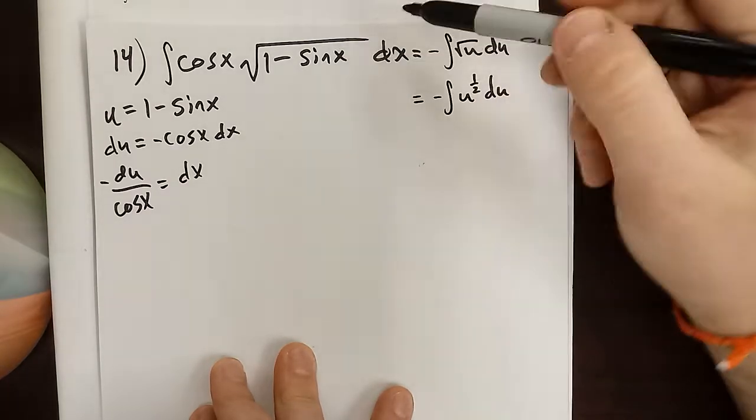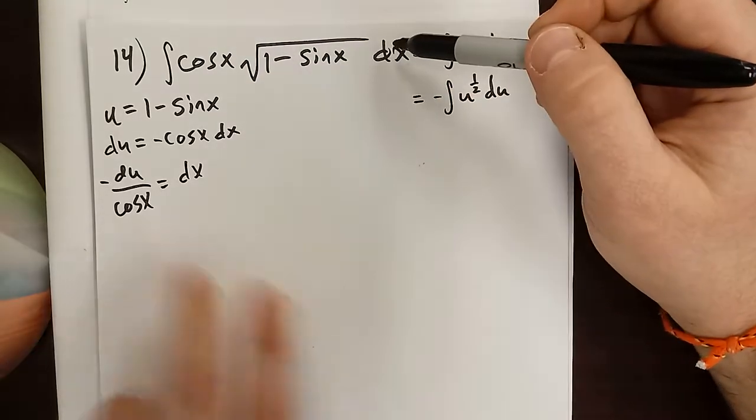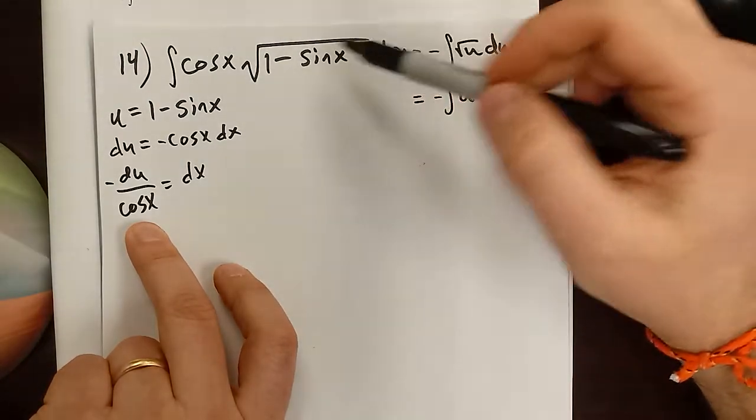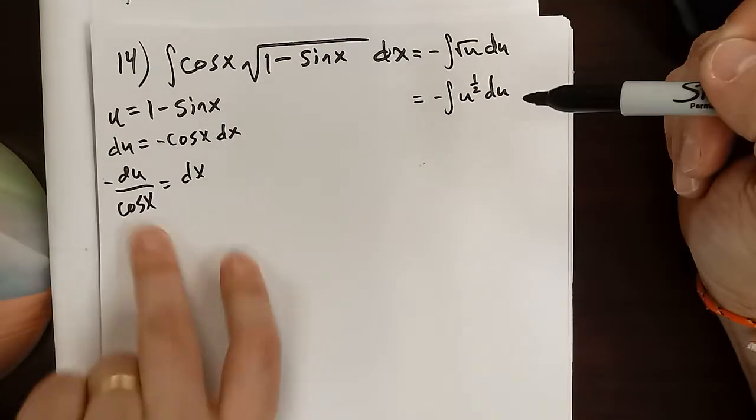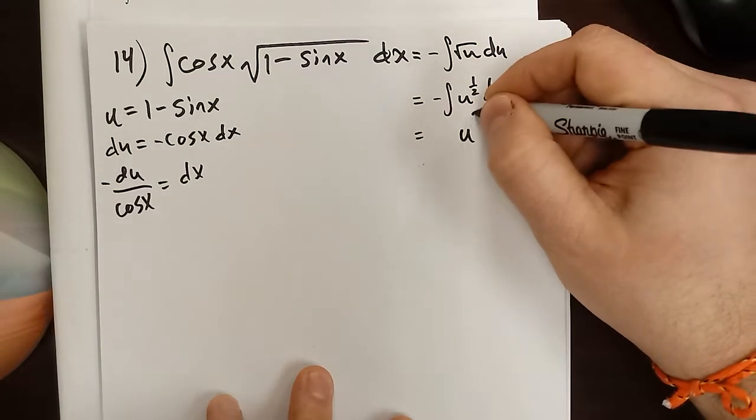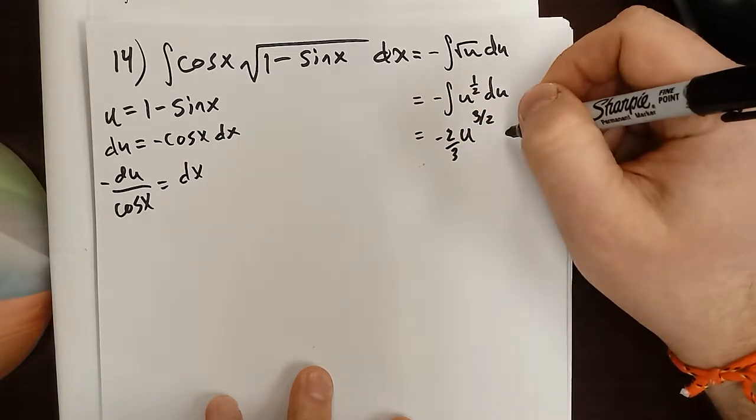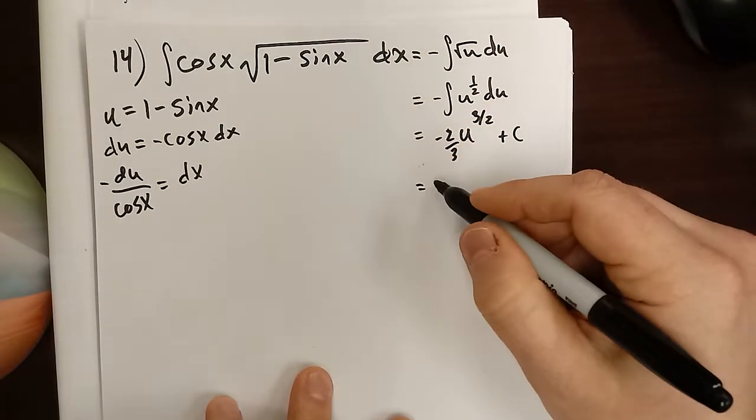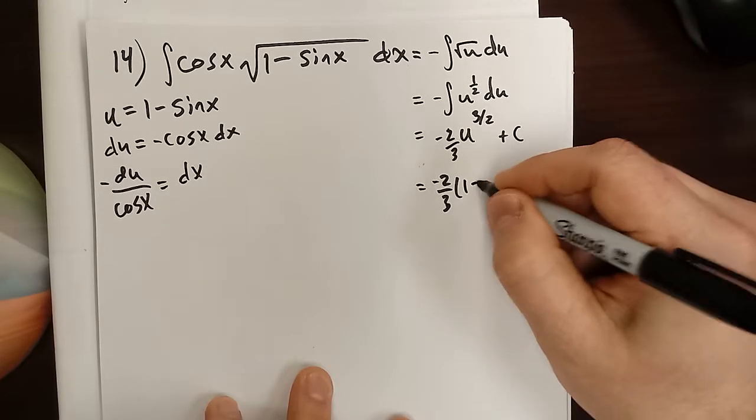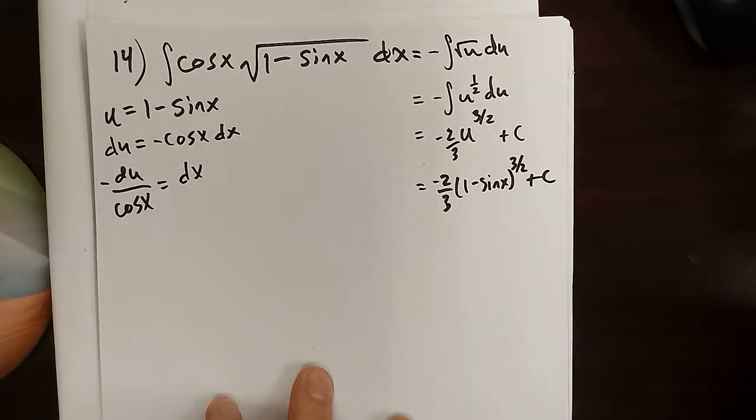So anyway, if you were to do the regular u substitution where we leave everything the same, change this to u, change this to negative du over cosine x, you'll see that the cosines cancel and the negative can get pulled out front. So we get the same thing. And now we'll just do our normal raise the power by 1. So u to the 3/2, multiply by the reciprocal, and then plus c. So what is that? Negative 2/3 times 1 minus sine x to the 3/2 plus c. And call it a day.